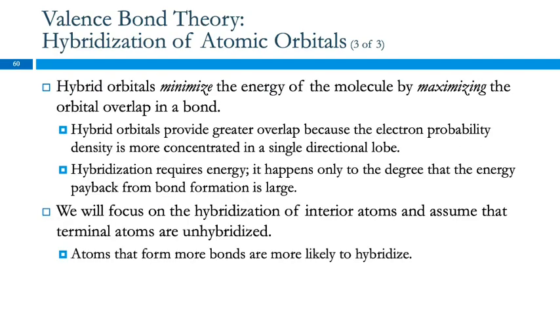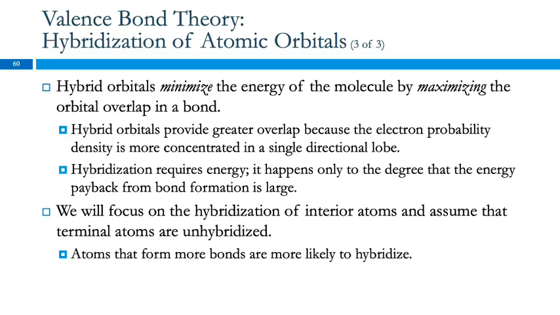The hybrid orbitals are going to minimize the energy of the molecule by maximizing the orbital overlap. They give a better overlap because the electron probability density is directed more towards a single lobe instead of being symmetrical around the atom. Hybridization does require energy, so it will only happen if there's a payback in lowering of energy forming the bond.